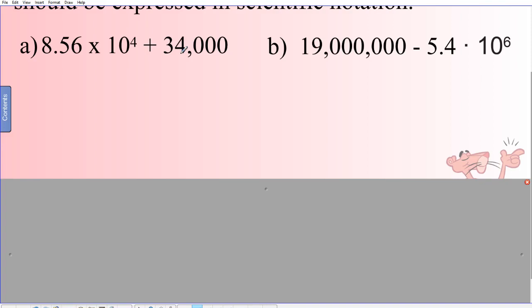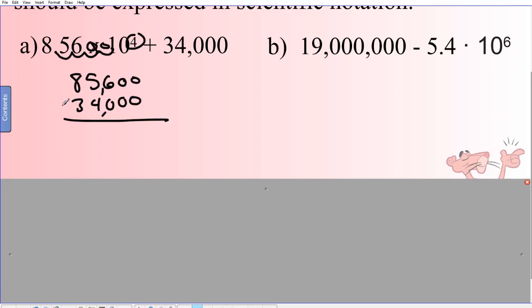Okay, so let's do it. So here, if I change this guy into standard form, I'm going to move the decimal 4 places. 1, 2, 3, 4, which means I'm going to get 2 zeros afterwards. 8, 5, 6 with 2 zeros afterwards. This is 3, 4. I'm just keeping everything lined up. The hardest part about the standard form is making sure your decimals still line up at the end. So 0, 0, 6, 9, 11, comma.